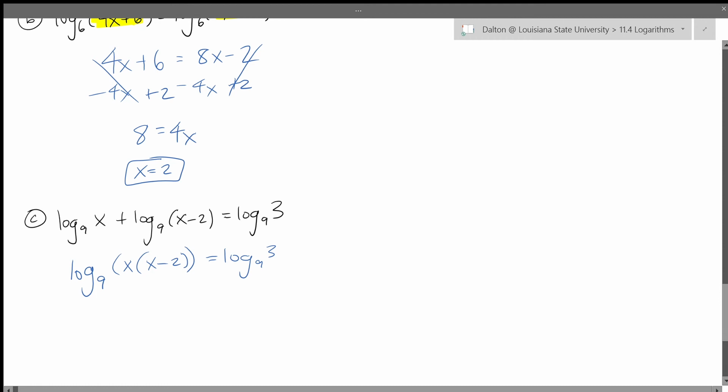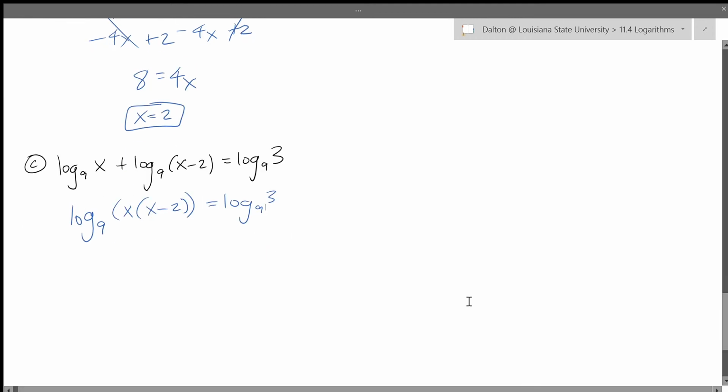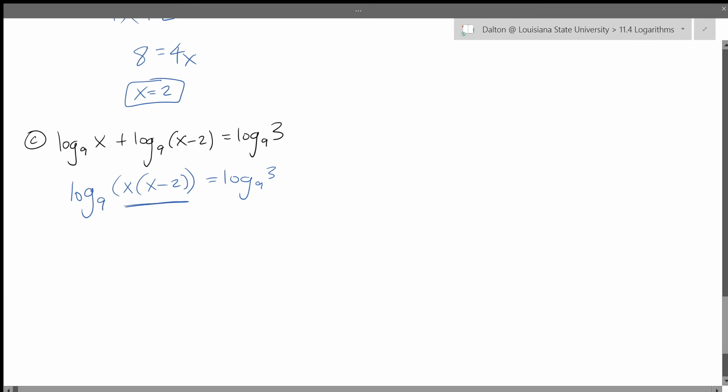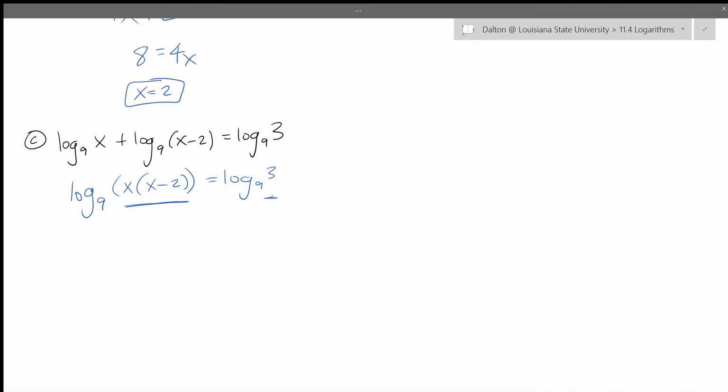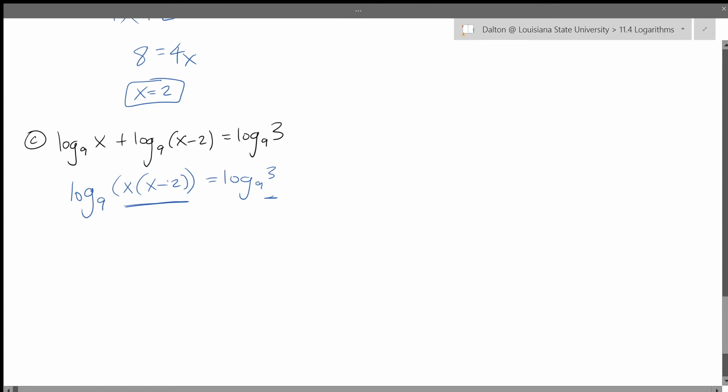Now you have log of something equals log of something else. They have the same bases, so then you can set the contents on the inside equal to each other. The only thing you have to be careful of is making sure that you distribute this x. You can even skip this step altogether if you want, as long as x is distributed. So when we distribute it, we get x squared minus 2x equals 3. And then your job is just to solve for x.